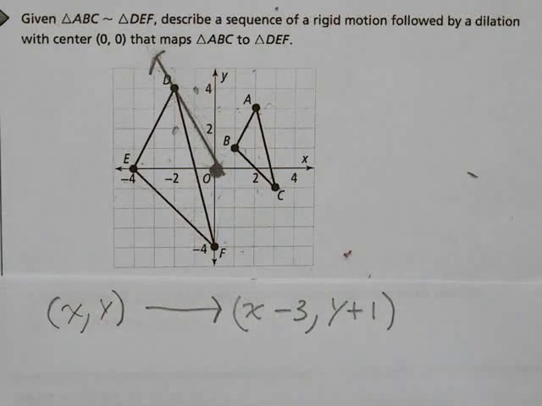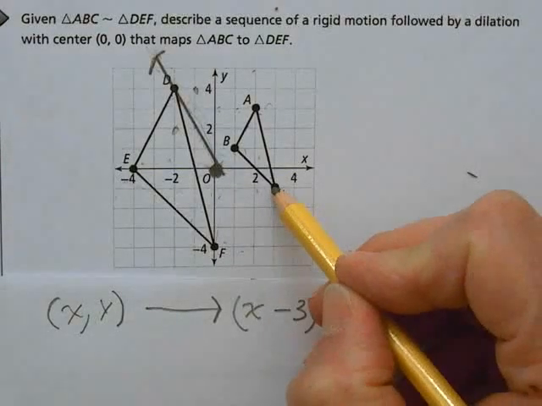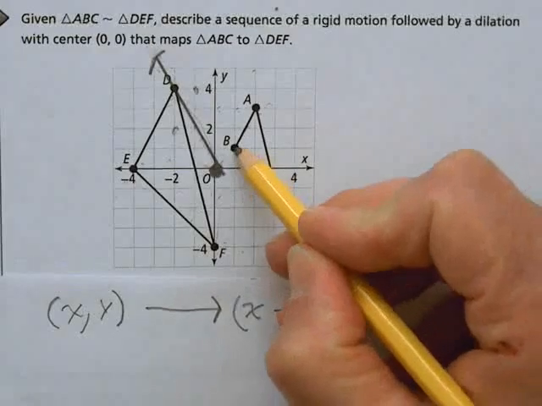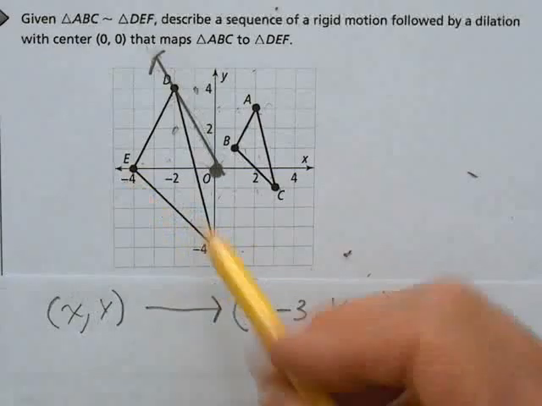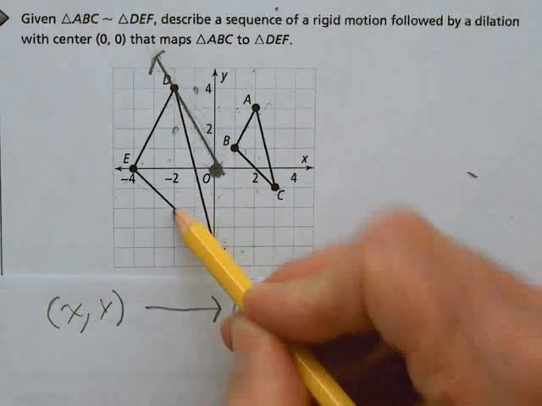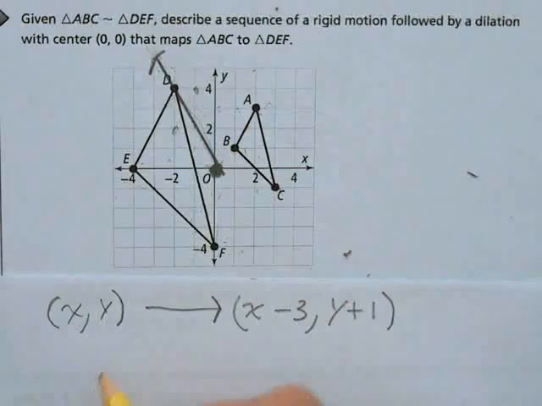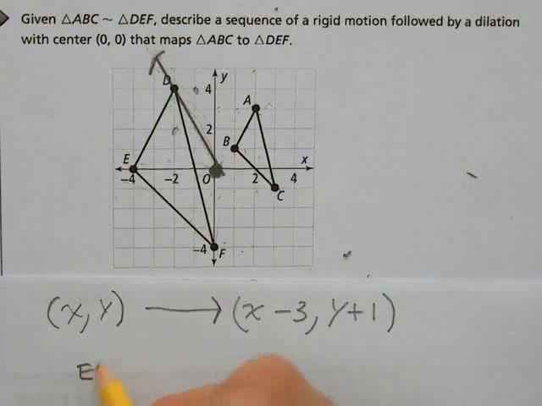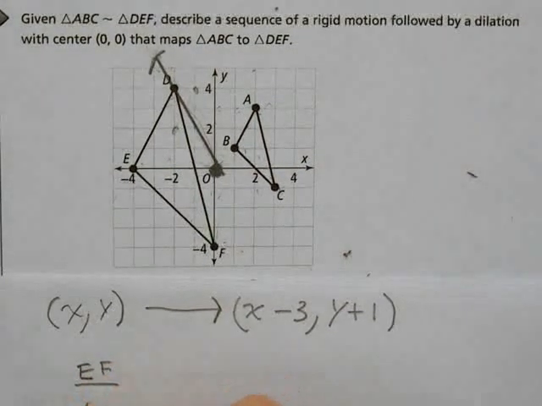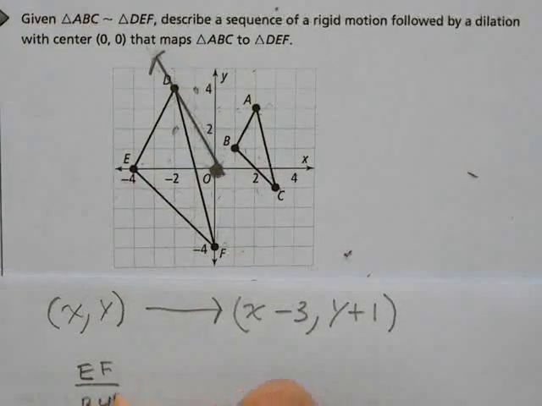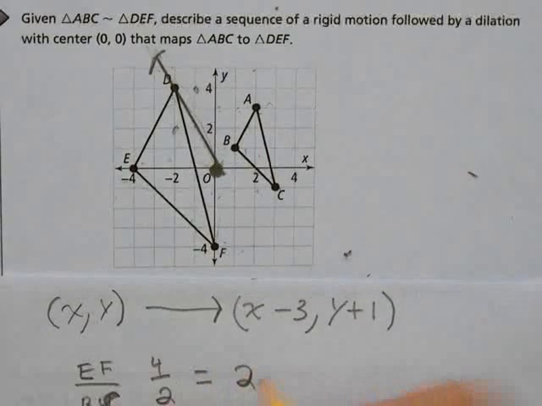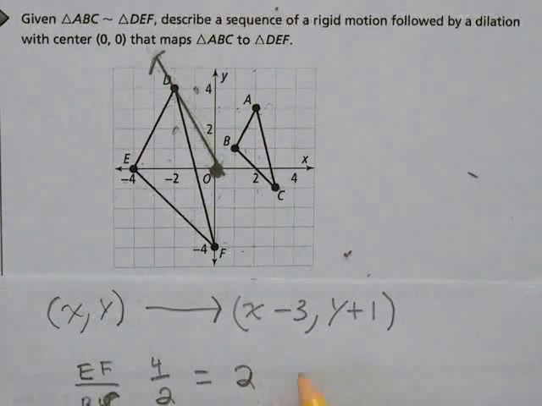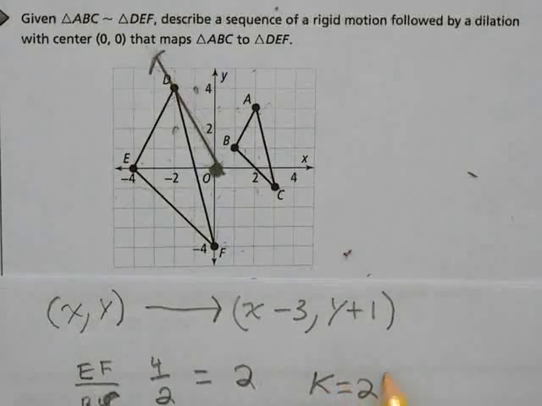All right, so now I'm going to dilate, and I'm going to count the distance because I can easily do it on BC. Let's see, from here to here is 1 unit. From here to here is another unit. So the length of BC is 2 units. Let's see what the corresponding length is on EF. It is 1, 2, 3, 4. So EF is 4, and BC is 2. Sorry, that's BC. So this was 4 to 2, which simplifies to 2, which tells me that the scale factor here is 2. So k equals 2.